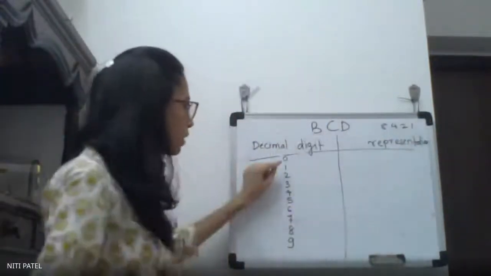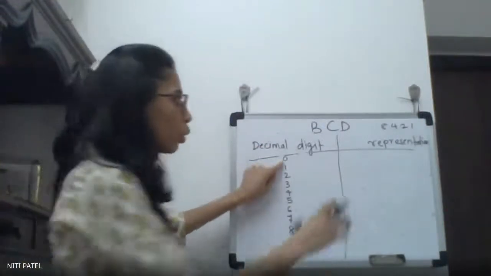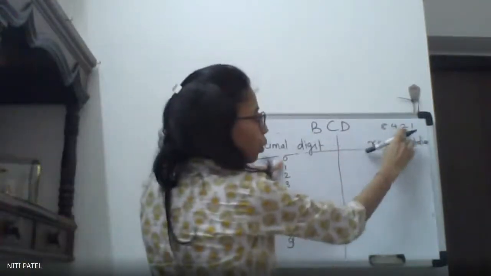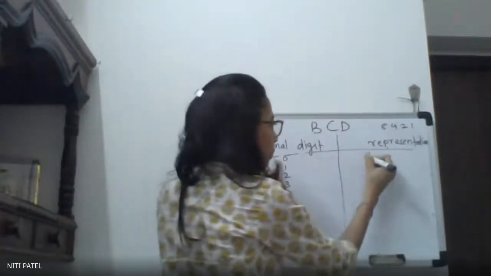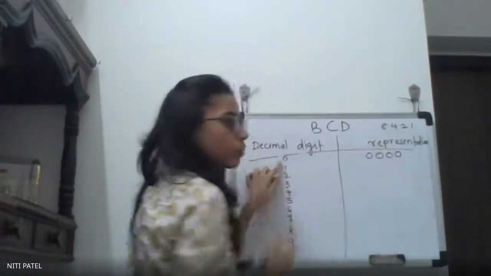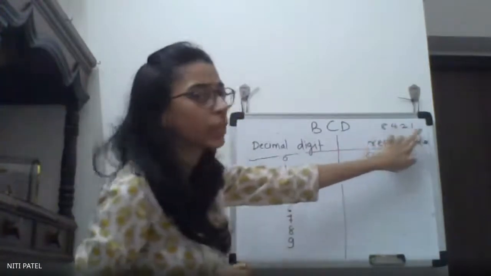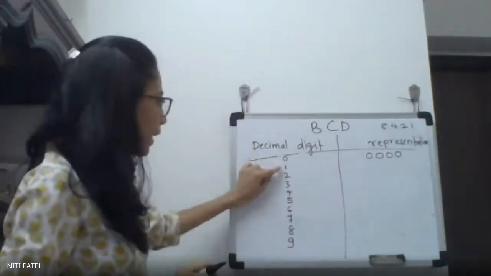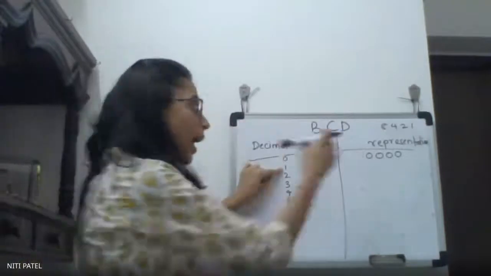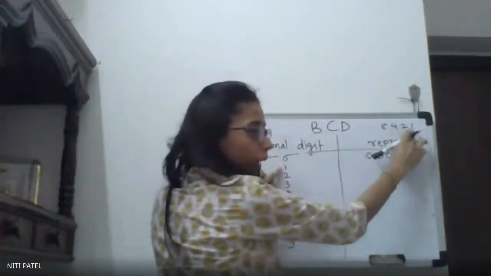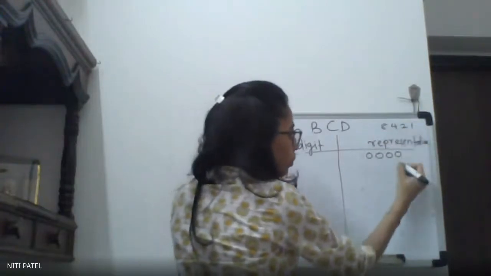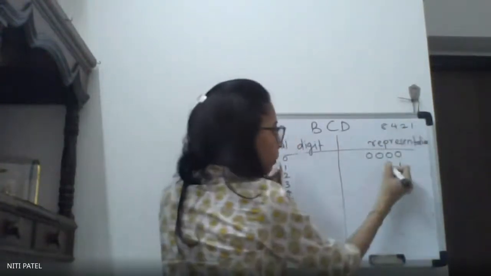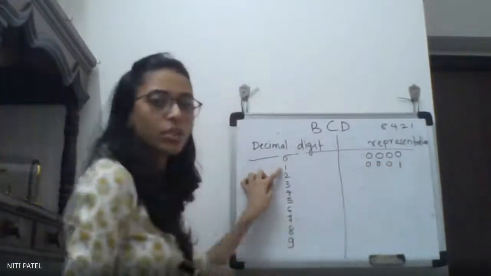So what is the first number? 0. Do I have 0 in 8421? No, I do not have. So what we do is we put all 4 zeros, because I do not have any 0 to be represented. Next number is 1. Do I have 1 in 8421? Yes. What is the position? It is the first position. So whichever is the position, there I will mark it as 1. Remaining will be marked as 0.